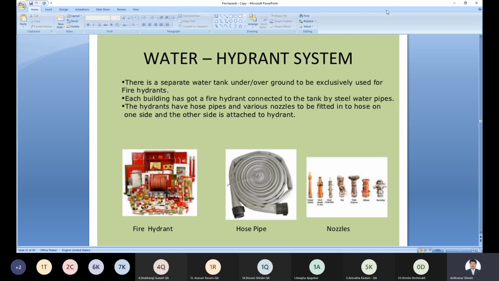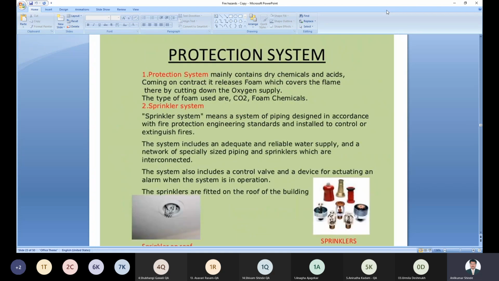Then a water hydrant system can be used to avoid the problem. A separate water tank is reserved for the exclusive use of the fire hydrant. Each building has fire hydrants connected to the tank by steel water pipes, along with hose pipes and nozzles. These are the different assemblies required for firefighting equipment. If there is a fire, we can sprinkle water in a large amount with the help of the hose pipes.